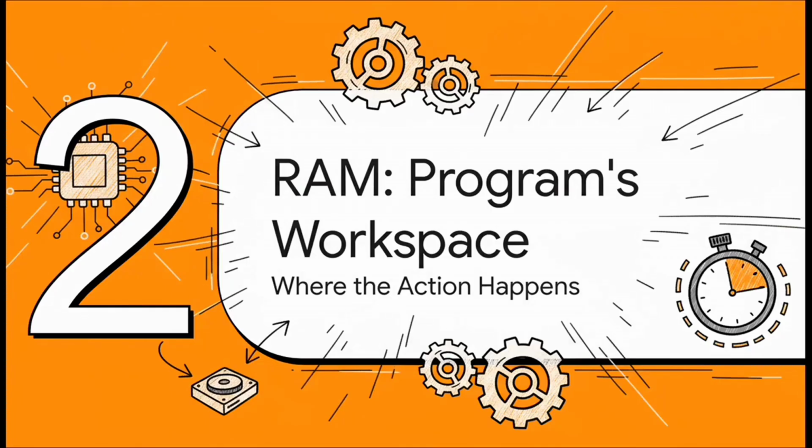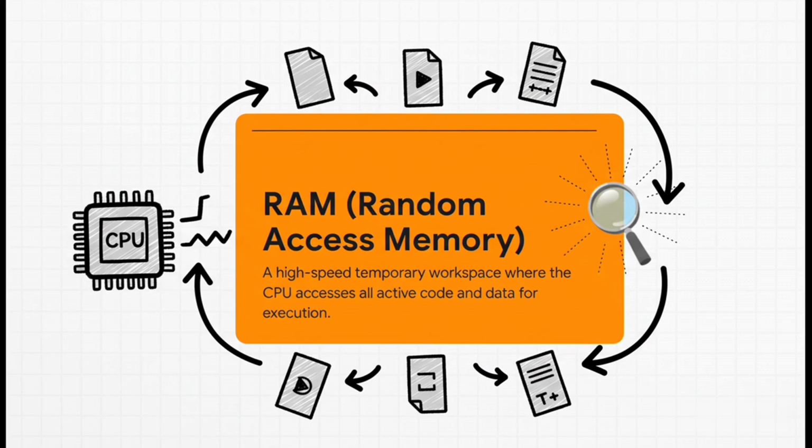All right, so the OS has given the program the green light. Now what? Well, the program needs a place to actually do its work. It can't run straight from the hard drive. That's just long-term storage. It needs a temporary, super fast workshop. And that place is the RAM. Yep, RAM, random access memory.